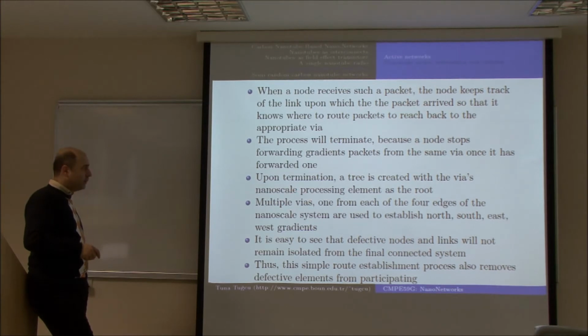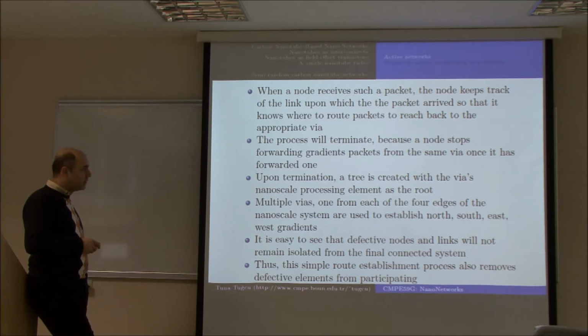Multiple wires, one from each of the 4 edges of the nanoscale system, are used to establish the north, south, east, and west gradients. And it is easy to see that the defective nodes and the links will not remain isolated from the final connected system. There will always be alternatives. So the simple route establishment process also removes defective elements from participating. That means it will just bypass those defective nodes and find another path.